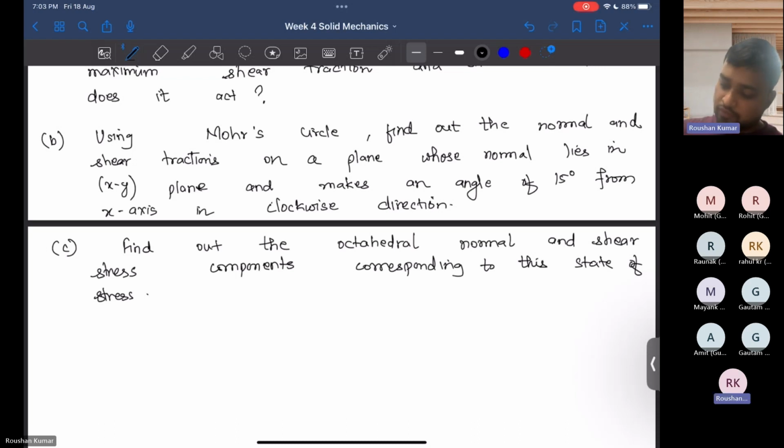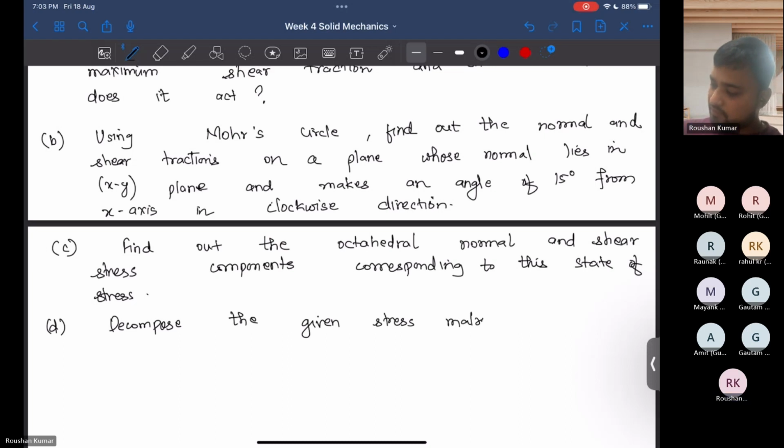And the last part of this question is, decompose the given stress matrix into hydrostatic and deviatoric part.